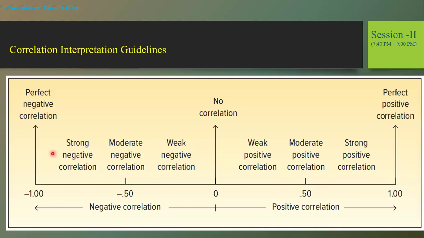In the same way, on the left side, if you find a negative value between minus 0.50 and minus 1.00, you may consider it a strong negative correlation. And if you find a value equal to minus 1.00, it will be a perfect negative correlation. So in this way, whenever we compute the correlation coefficient, we need to interpret it using these words stated above for the different values.